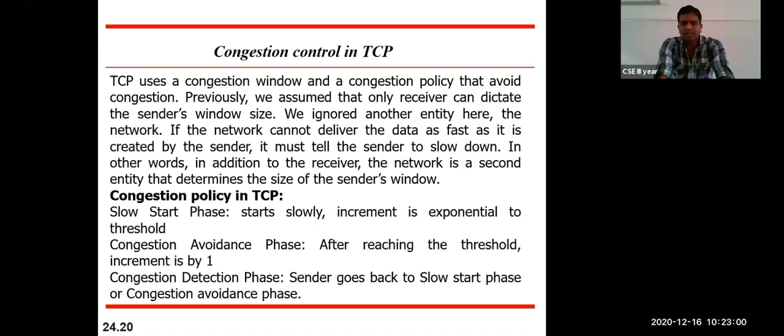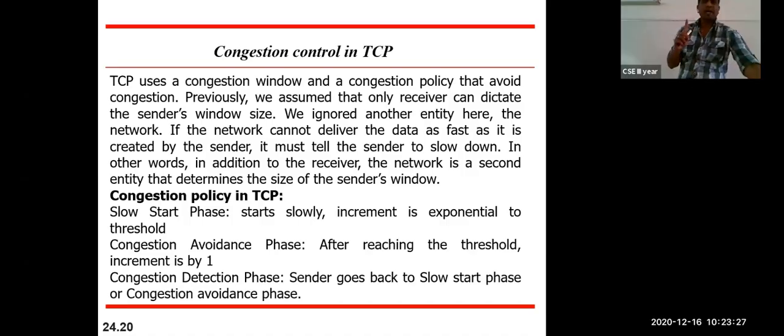The first phase is called the slow start phase. It starts slowly. What do you mean by slow start phase? The sender starts sending the data packets, but slowly. That is the first phase. It starts slowly, and then the increment is exponential to the threshold, we'll put it aside. Increment is exponential. What does it mean?